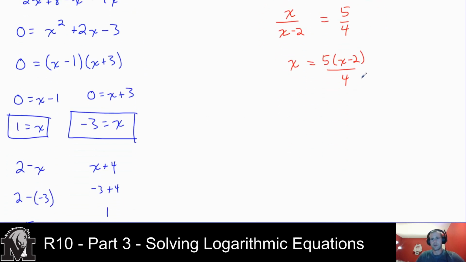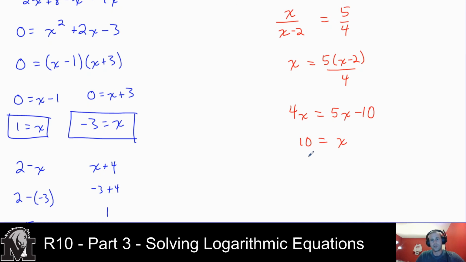I know there's some of you that don't like fractions, so why don't we multiply this 4 to the other side? So we have 4x. Now I'm going to multiply the 5 through the brackets to get 5x minus 10. No more fractions. Most people are happy. So we have more x's on the right than the left, so I'm going to move these 4x's over. At the same time, I'm going to move this 10 to the other side. So 5x minus 4x is just 1x, so 10 is equal to x.